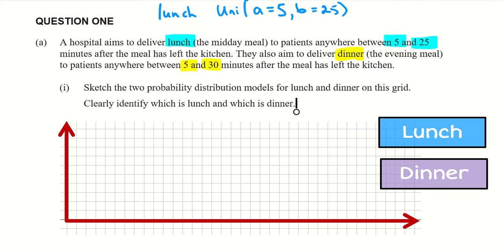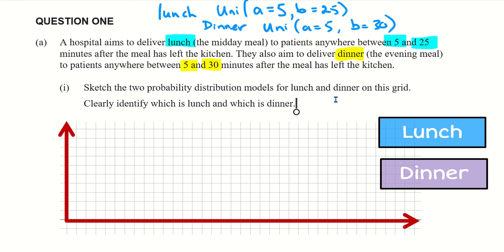Then we have our distribution for dinner, and dinner is also a uniform distribution, and that has a minimum of 5 and a maximum of 30. So that's what I know first, as I've got these two distributions. Then I've been asked in part 1 to sketch the two distribution models on the grid and identify which is lunch and dinner. So I've made myself a couple of boxes here, which are going to be my uniform distributions that I'm going to put on my grid.